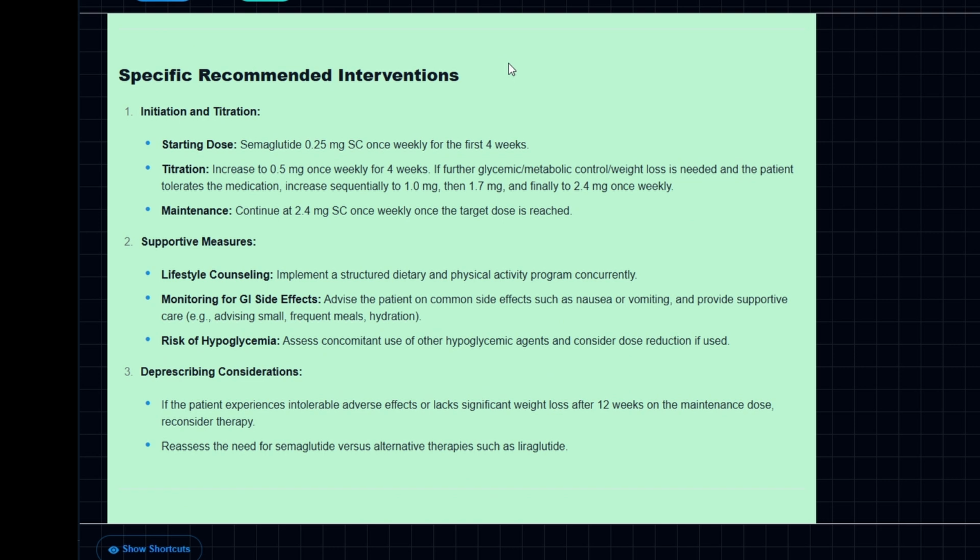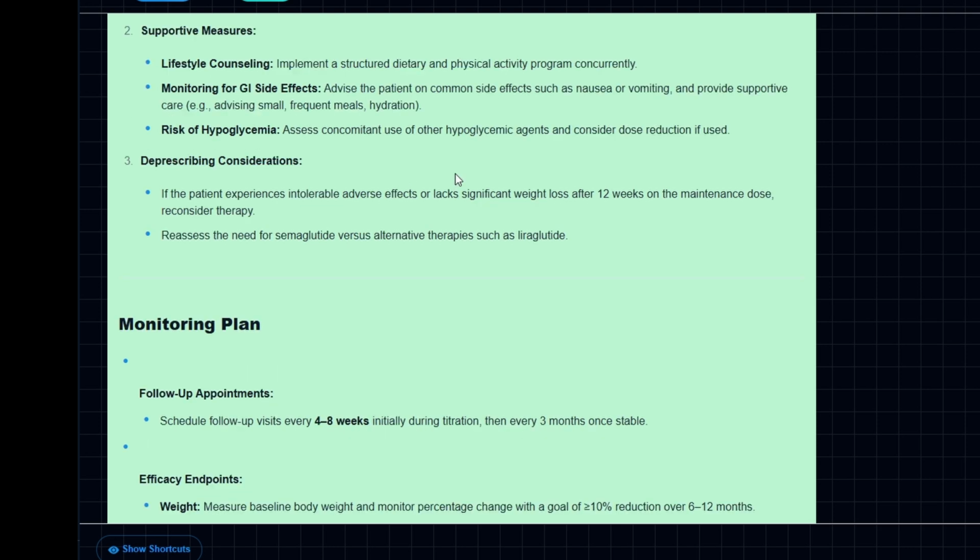Specifically, Aiskyra has recommended semaglutide at 0.25 milligrams subcutaneously once weekly for the first 4 weeks, eventually titrating upwards over time to 2.4 milligrams, which was the one studied in the trial. If starting a medication also necessitates deprescribing another medication, that would also be mentioned in the deprescribing conditions.